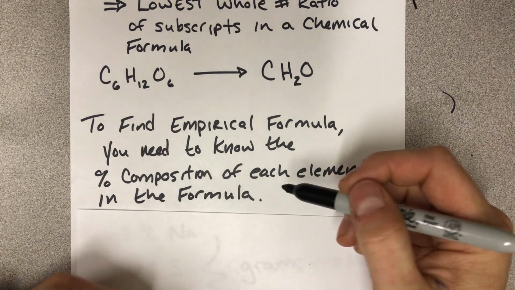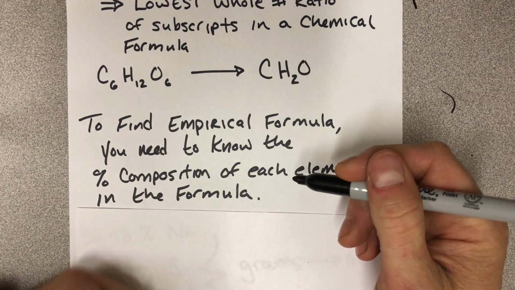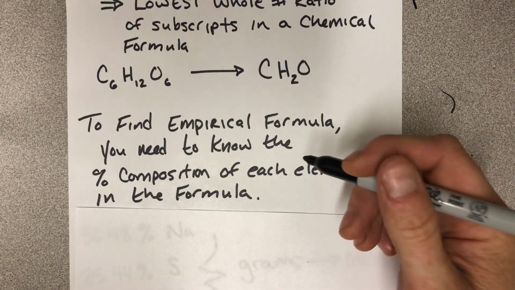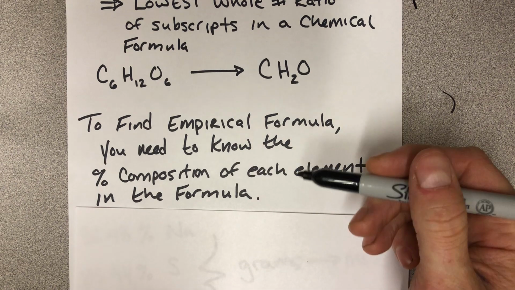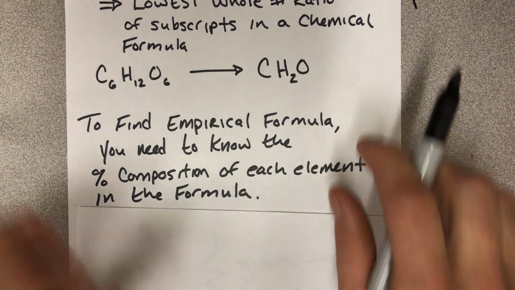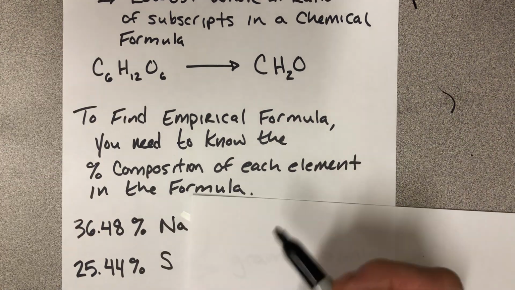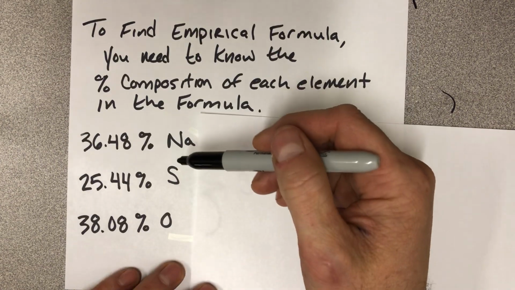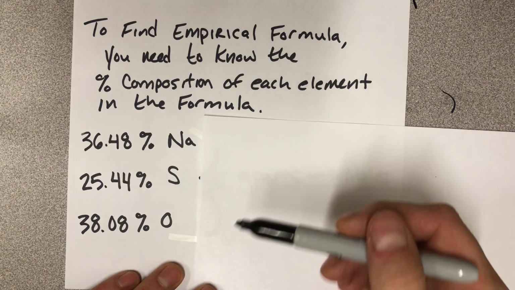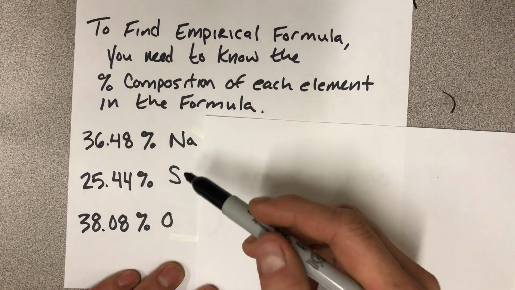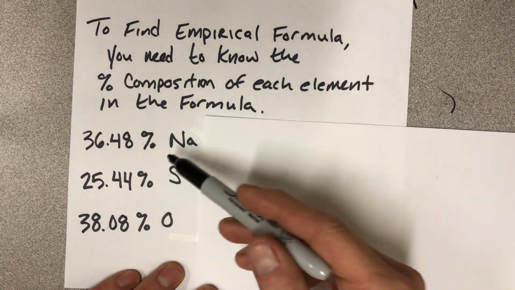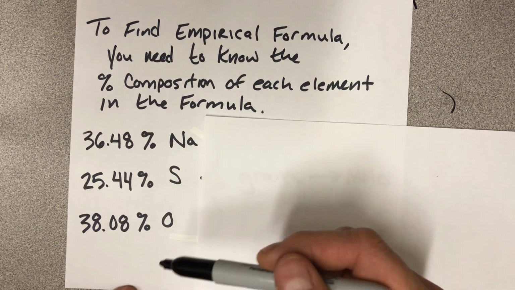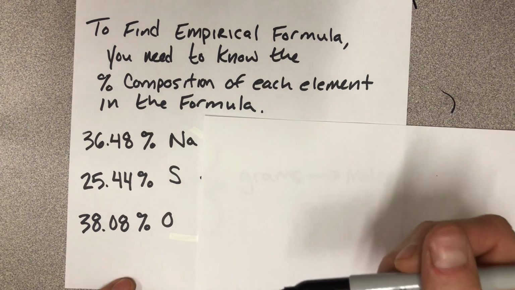And in a few of the problems, actually in lots of the problems, you're going to just be given the percent composition of elements to begin with. They'll just be stated in the problem, and that'll look a little like this. So you'll have a problem that gives you the stated percent compositions of some of these elements, like 36.48% sodium, 25.44% sulfur, and 38.08% oxygen.